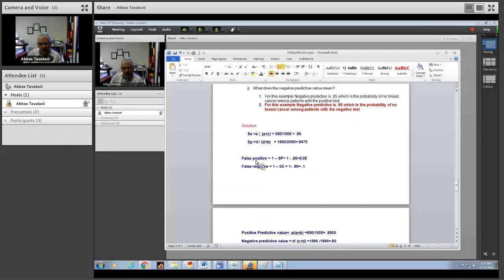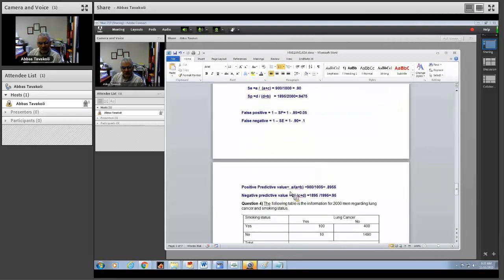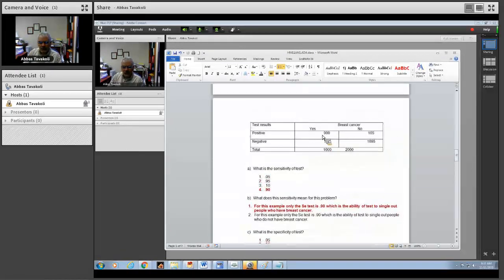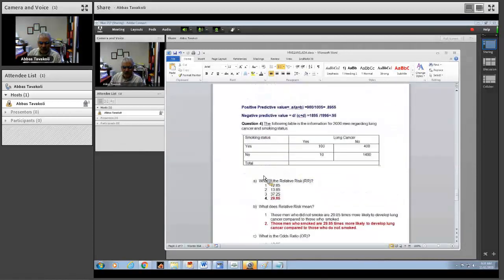And the easy formula for false positive is 1 minus specificity, which becomes 0.05. False negative is 1 minus 0.90, which is 0.1. And positive predictive value is A over A plus B, 900 over 1005, which is 0.89, almost 0.90. Negative predictive value is D over C plus D, which is 1895 over 1995, 0.95. So again, using A, B, C, D, or TP, if you want true positive, and those notations, using the formulas, you could have answered all these questions.